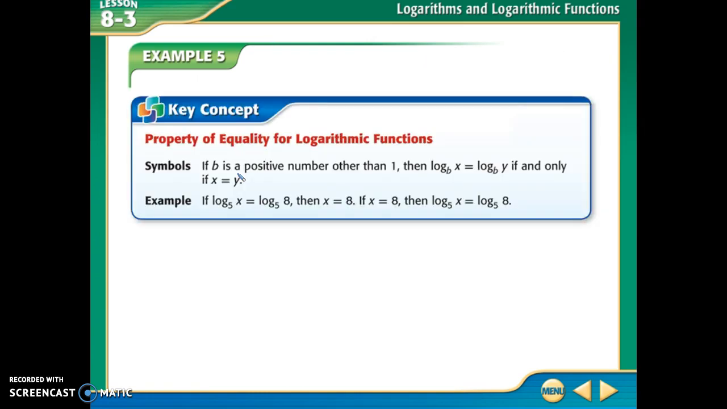Then we have the property of equality for logarithmic functions. If b is positive and other than 1, and log base b of x equals log base b of y, so I have the same base, that means that x has to equal y. The example they give is log base 5 of x equals log base 5 of 8. Everything's the same, so that means that x has to equal 8.